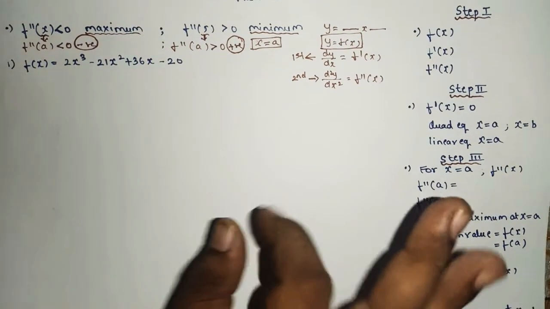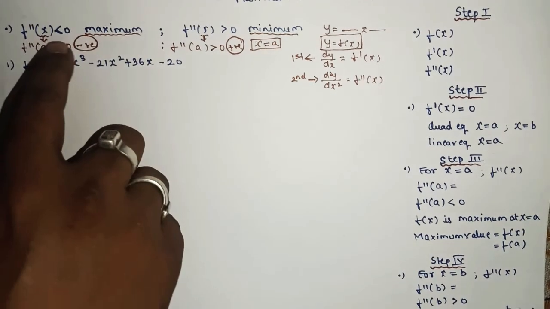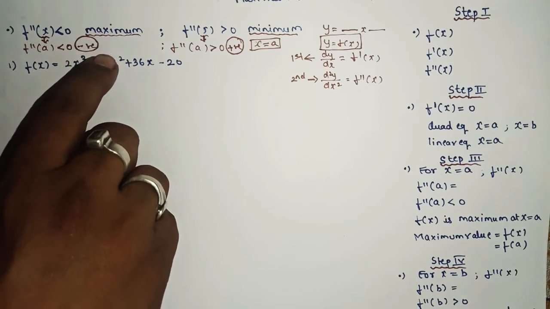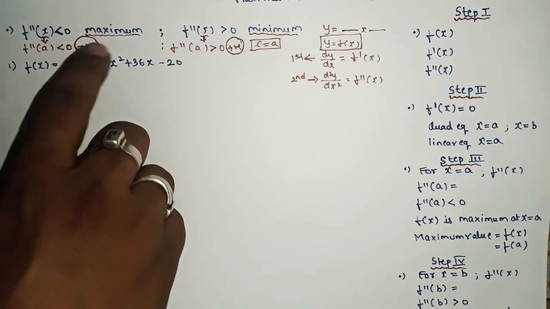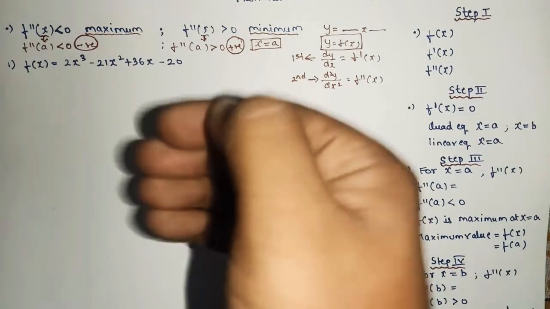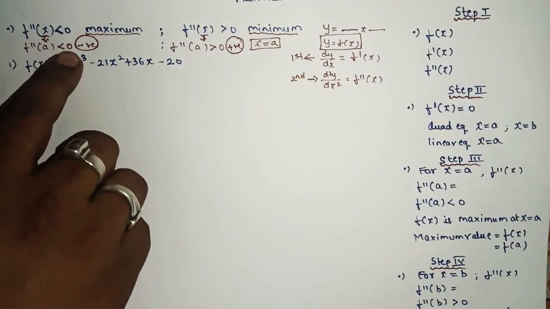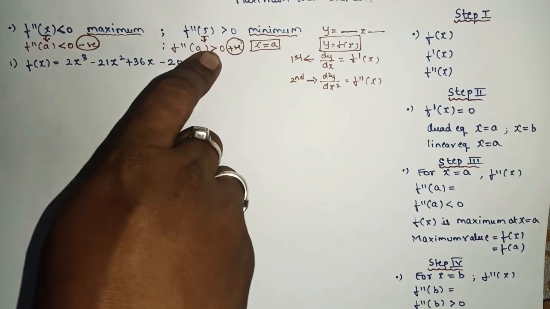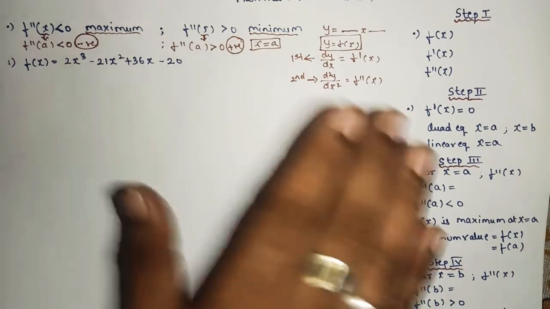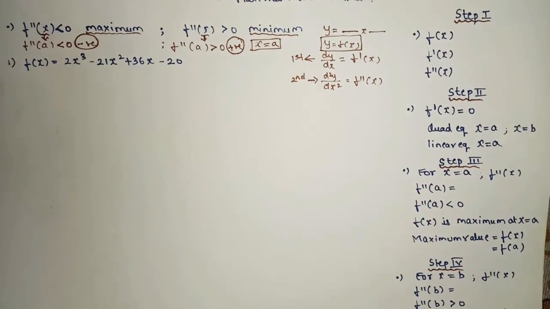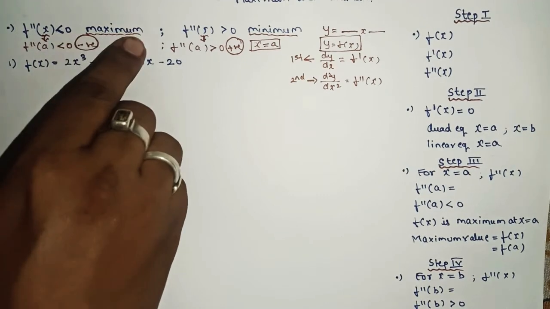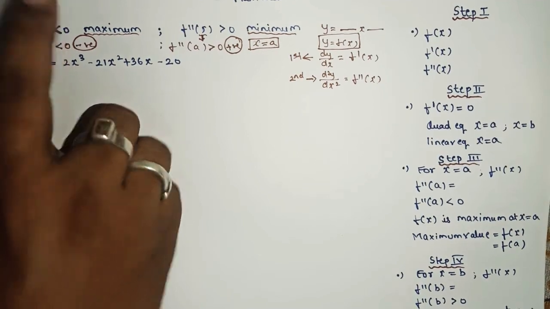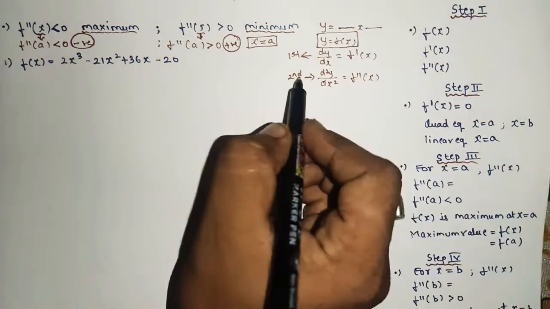So in simple language, you will have the value of x, replace the value of x by a. After substituting, if you are getting a negative answer, that means less than 0. Negative means less than 0, positive means greater than 0. If the second derivative test is less than 0, we can say the function is maximum. If it is greater than 0, the function is minimum. That's it. Simple language. Less than 0 means maximum, greater than 0 means minimum, but for the second derivative test, not for the first. Remember this, okay?